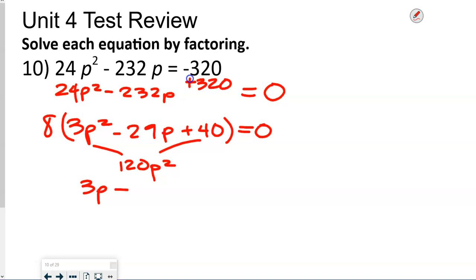So I know this right here, guys. I can bring down that 3p. I know that both these terms are going to be negative. So then I'm just going to start looking at some numbers. And I know that 120 is divisible by 25, right?